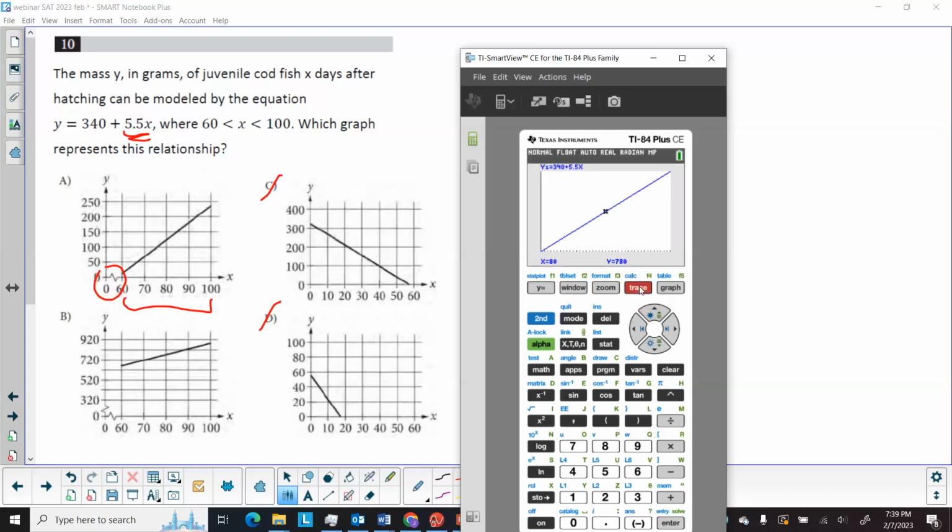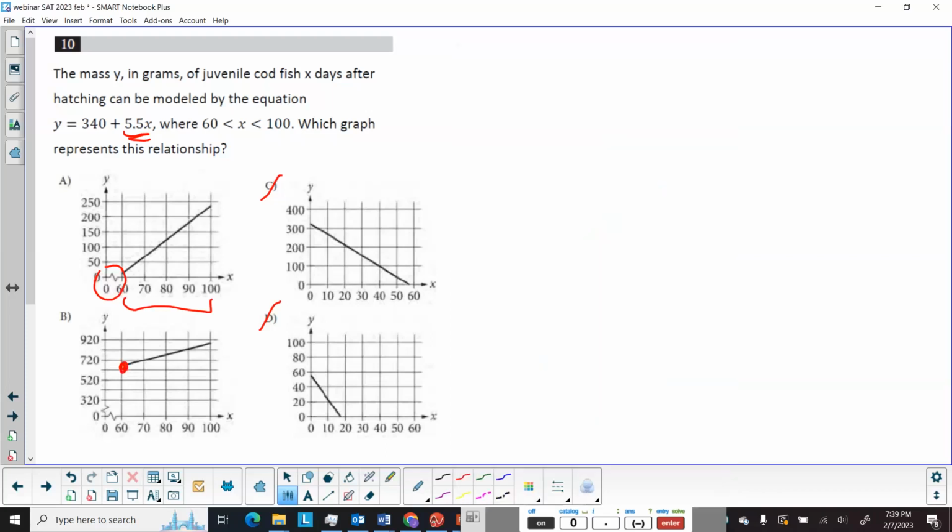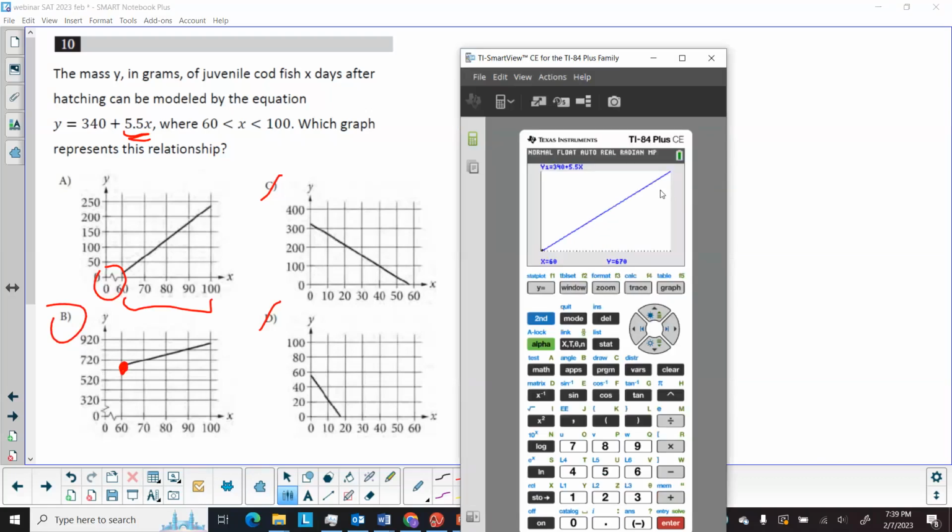I should be able to trace on here. And can I see some values? I can see that it's 60, and you can type in 60, I believe. It looks like it goes to 670 there. So you can see over here that's right around 670. That seems about right. So B is definitely the answer. But that's just a different way of looking at the window.